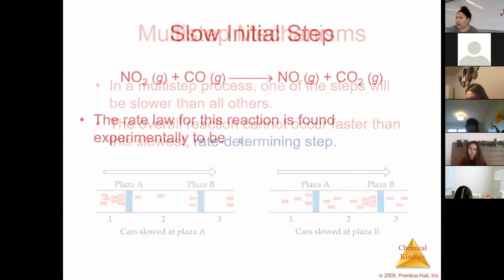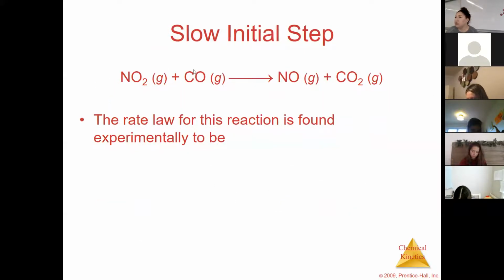So let's look at a reaction. Here we have this reaction: NO2 and carbon monoxide, they're all gases, and you get nitrous oxide and carbon dioxide. The rate law for this reaction experimentally, just like we were doing on the first two worksheets, we have to have experimental data, was found to be this.